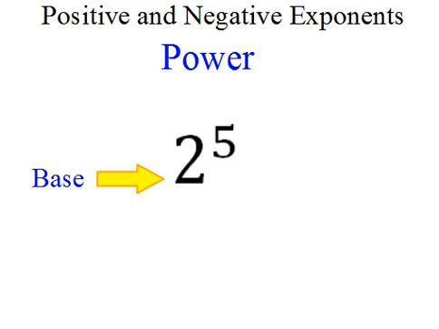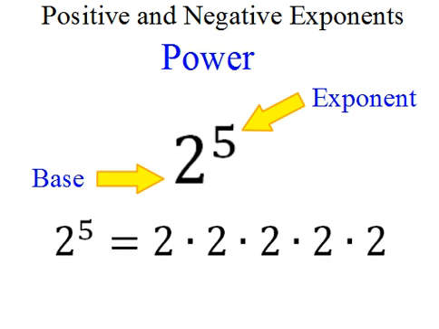The first part is the base. This is the number that will appear in a bigger font, a larger font, than the other part of the power, which is the exponent. The exponent tells us how many times we multiply the base as a factor. So in this example, the power tells us to take the number 2 and multiply it times itself 5 times. So if we multiply 2 times 2 times 2 times 2 times 2, we're going to get 32.